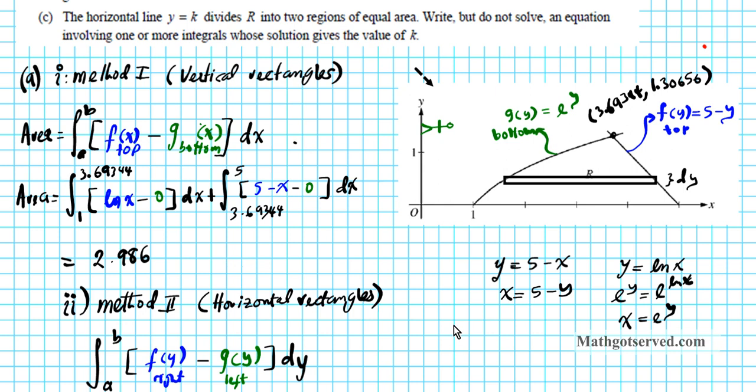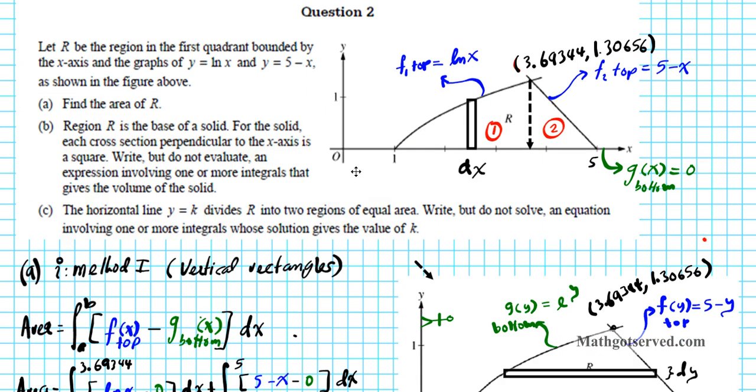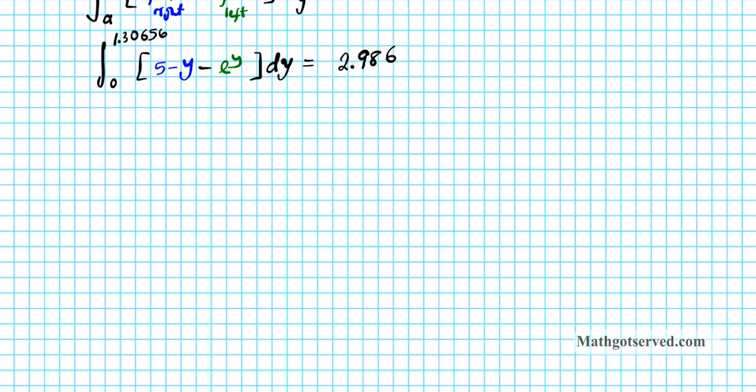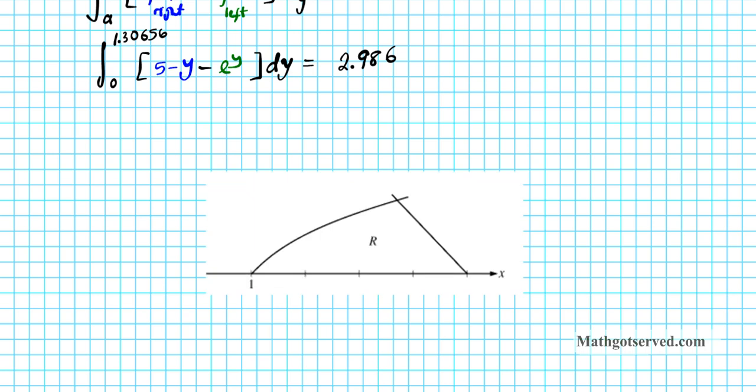All right, let's take a look at the B part. It says find the region. Region R is the base of a solid. For the solid, each cross-section perpendicular to the x-axis is a square. Write, but do not evaluate an expression involving one or more integrals that gives the volume of the solid. So let me give you a sketch of the situation, and then we'll see if we can determine what the volume setup is. All right, so let's say this is the function.